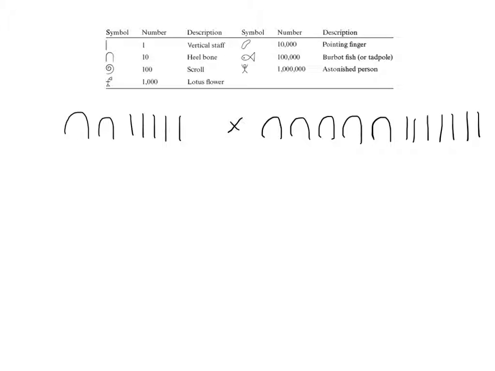So here's a problem with the Egyptian number system. You can see we have this times that. So we're going to have to do some multiplication. So let's go through the first step.